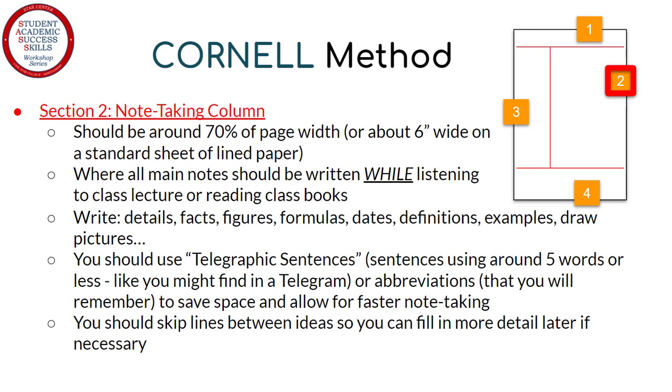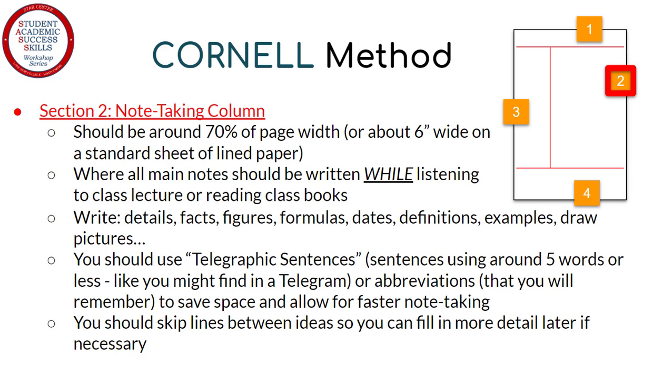Section 2 is called the note-taking column and is the meat and potatoes of the Cornell method. This section should be around 70% of your page width or in about 6 inches from the right-hand side on a standard sheet of lined paper. This is where you're going to write down all your main notes while you're listening to your class lecture or while you're reading your book. In this section, you're going to be writing details, facts, figures, formulas, dates, definitions, examples, any pictures you want to draw, anything that you find relevant and important to remember.